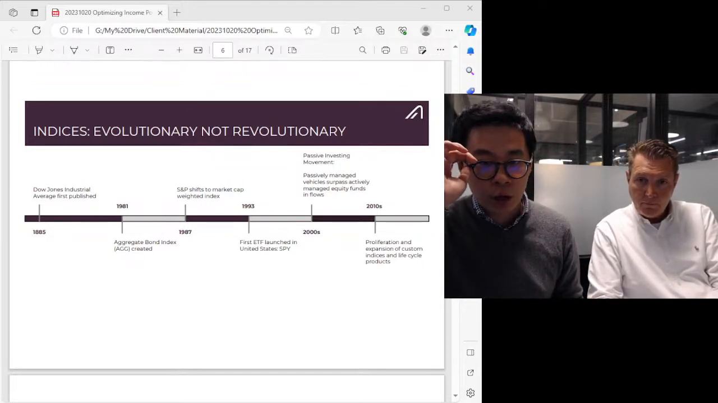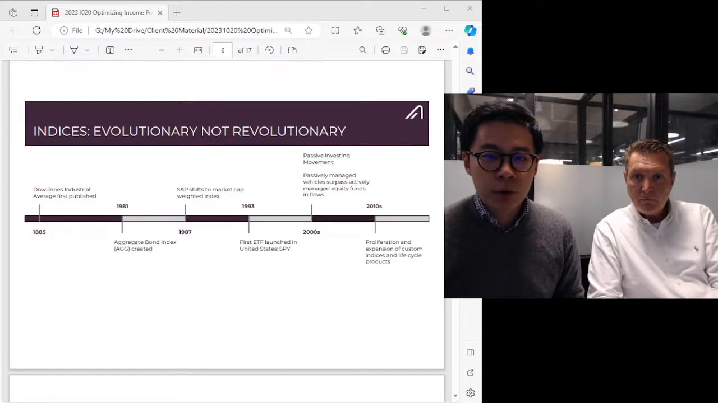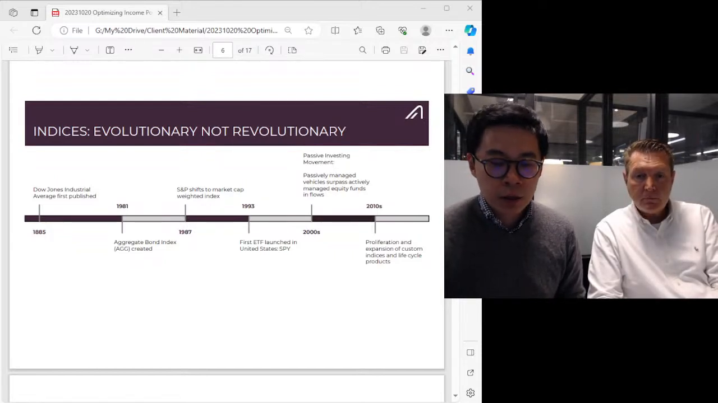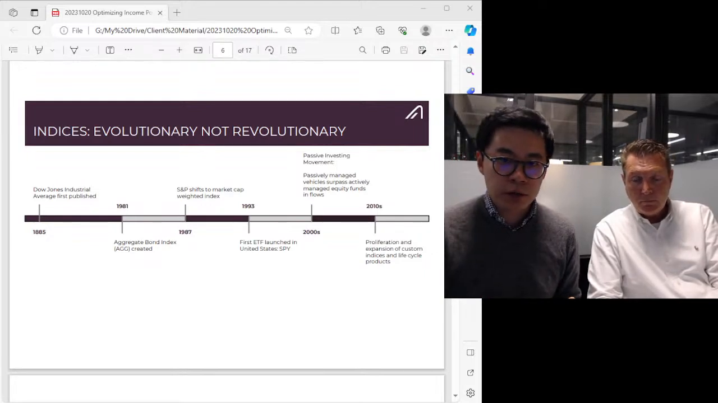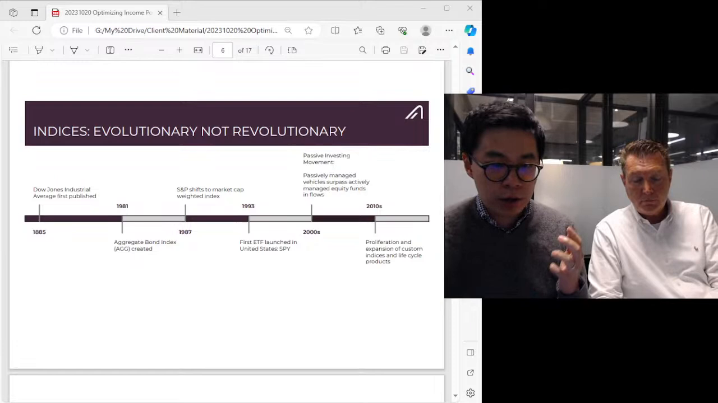So people vote with their dollars. You see a proliferation now of really custom indices, life cycle products, which is trying to meet the investor goal, right? But the portfolio construction process is arbitrary. So that's what we're trying to correct for.